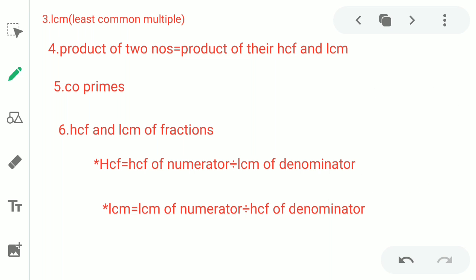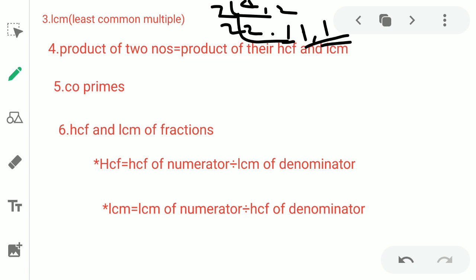The third one is LCM, least common multiple. It is the easiest method, where you can write 4 comma 2, 2 twos are, 2 ones are, and another one, 1 comma 1. Right? In the last one you have 1 comma 1.